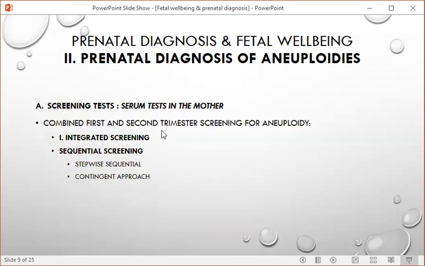So this combined first and second trimester screening is again of 2 types. One is integrated screening, that is first we do the first trimester screening, followed by second trimester screening. In the sequential screening, there is a stepwise approach, that is first we do the first trimester and later we do the second trimester. In the contingent approach, we do the first trimester screening. When any high risk pregnancies are diagnosed, then we do the second trimester screening.